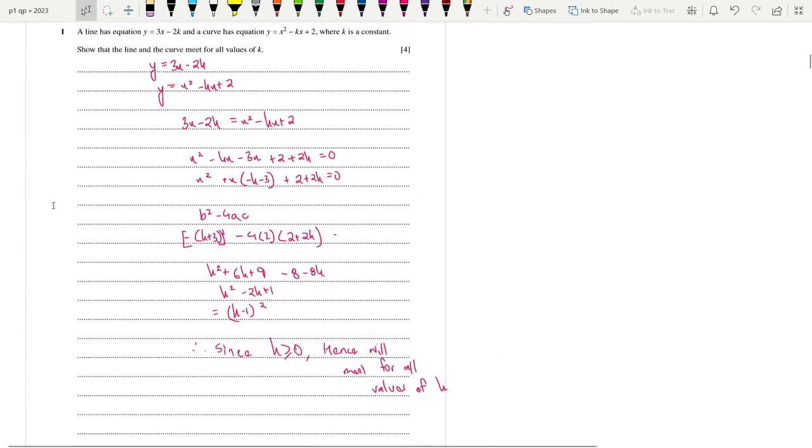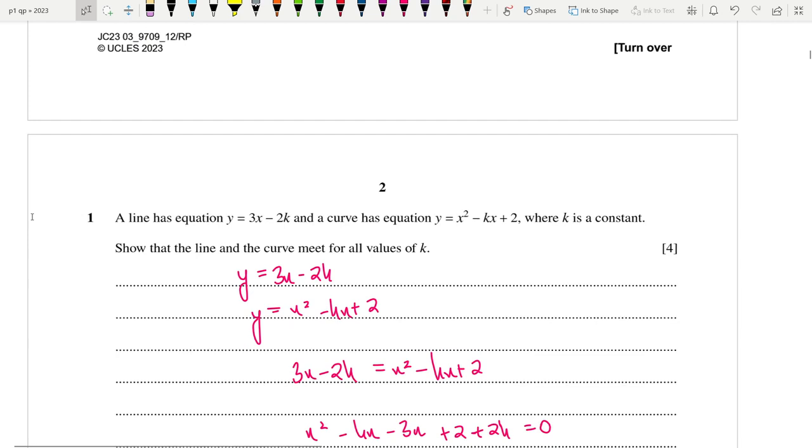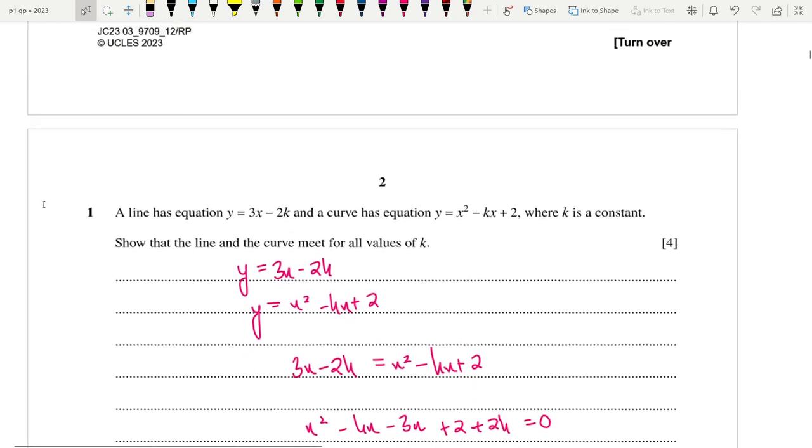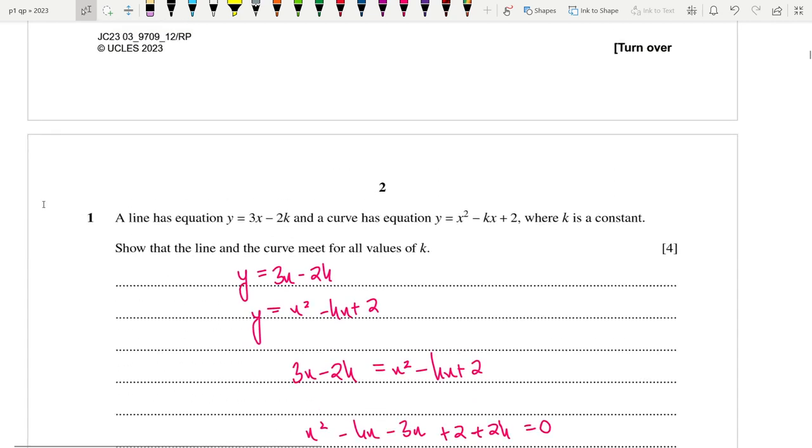So I actually have the paper solved, just like my mechanics video, so we're just going to go through the answers. The line has equation y is equal to 3x minus 2k, and the curve has equation y is equal to x squared minus kx plus 2, where k is a constant. Show that the line and curve meet for all values of k.